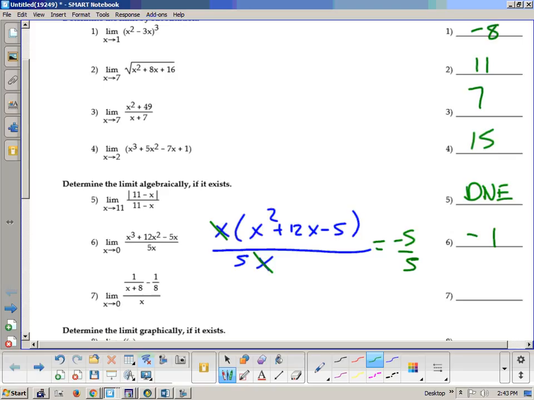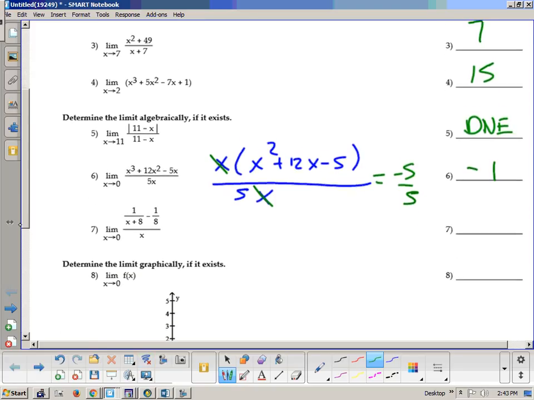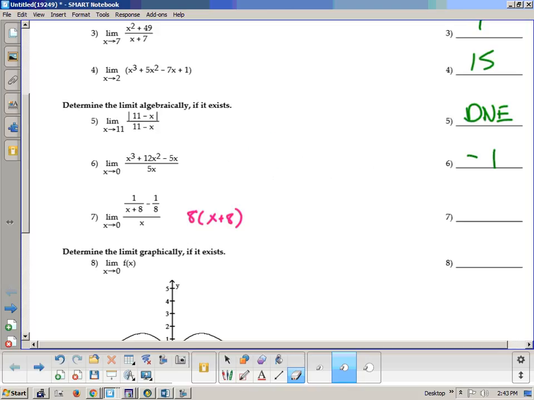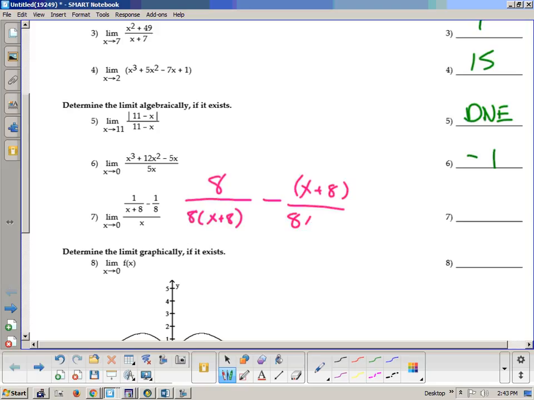Okay. Number 7, you're going to have to get a common denominator. Common denominator is 8x plus 8. So the first one needs an 8 on the bottom, so you give one to the top. The second one needs an x plus 8 on top. And don't forget about that x on the bottom. Okay, a lot of 8s in here.